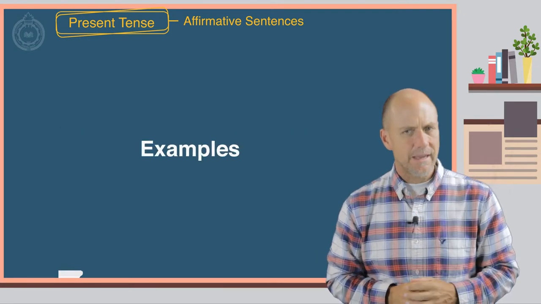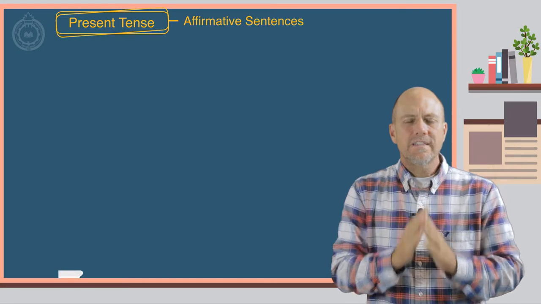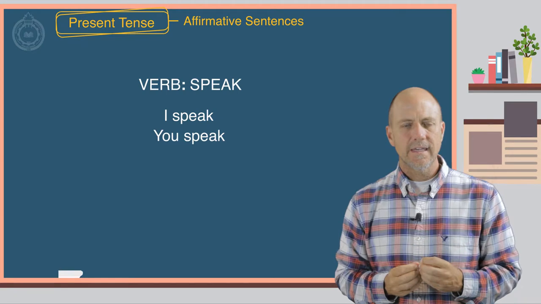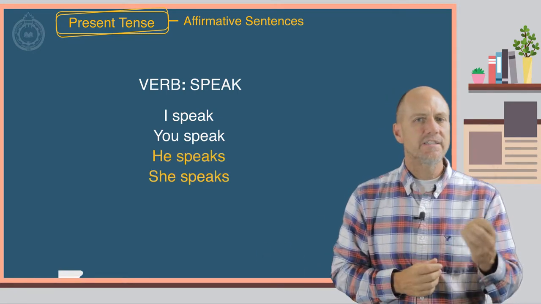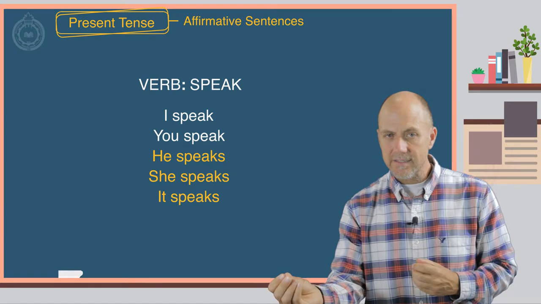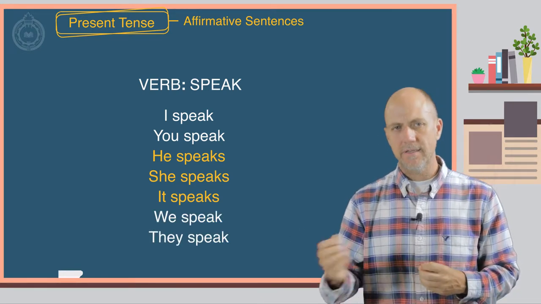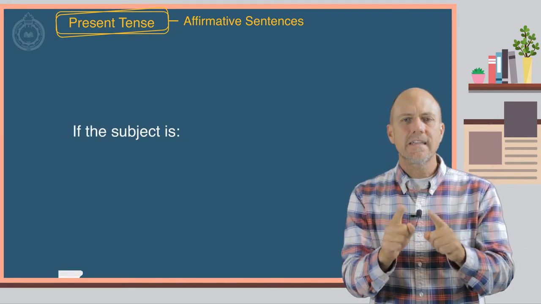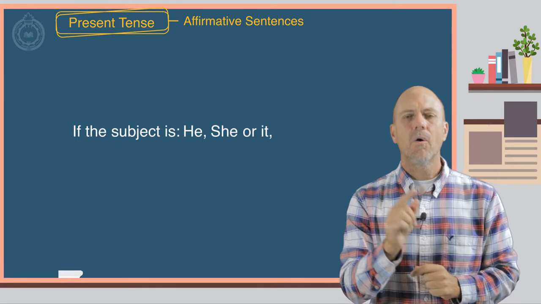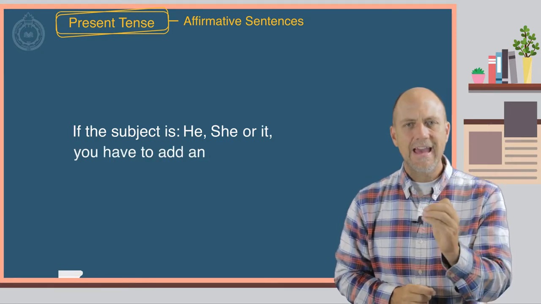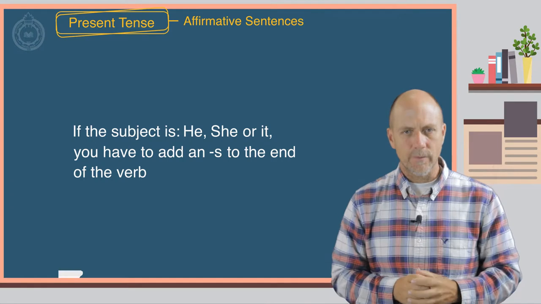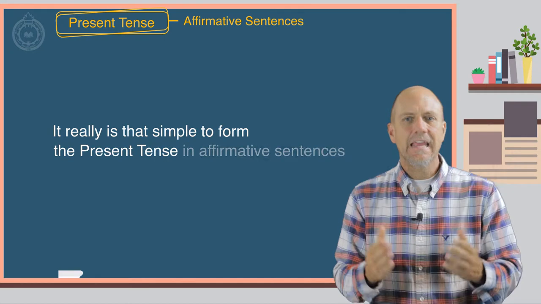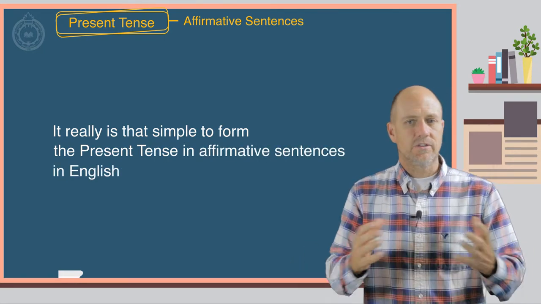Let's look at some examples. For example, the verb speak. I speak, you speak, he speaks, she speaks, it speaks, we speak, they speak. Did you notice the exception? If the subject is he, she, or it, you have to add an S to the end of the verb. It really is that simple to form the present tense in affirmative sentences in English.